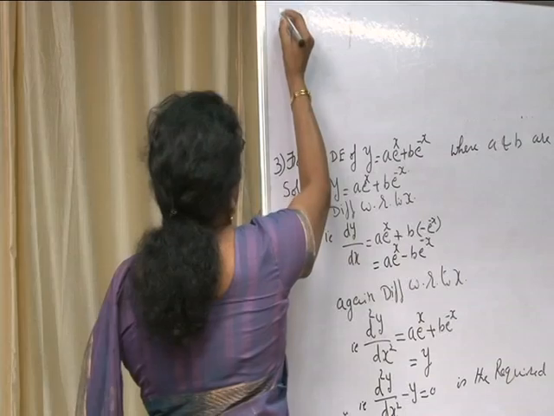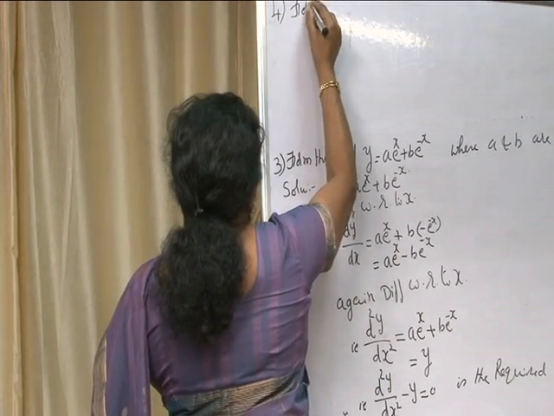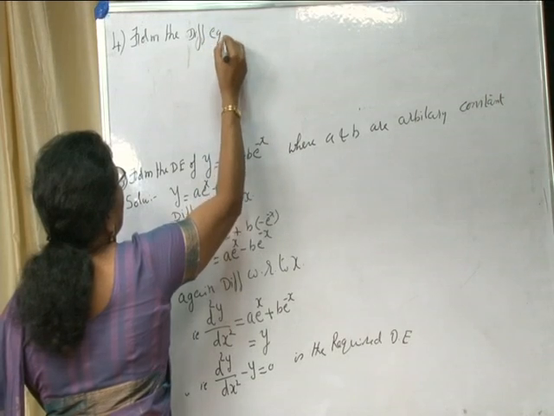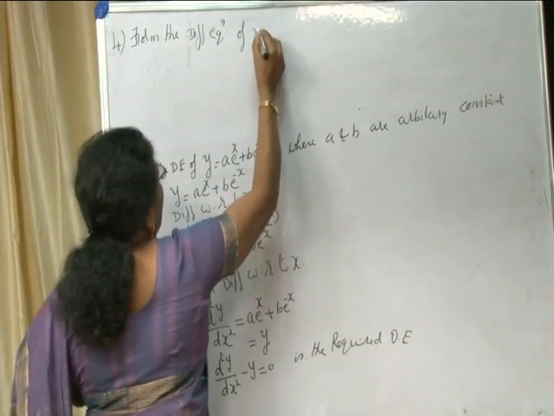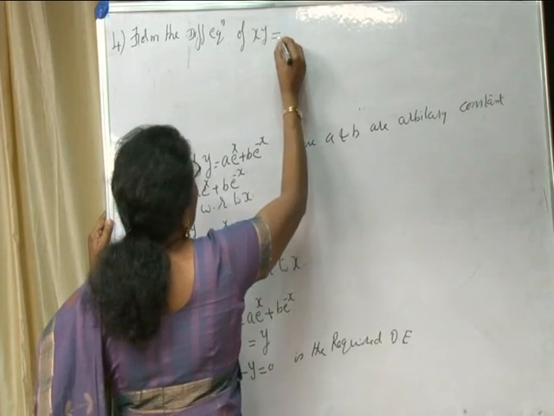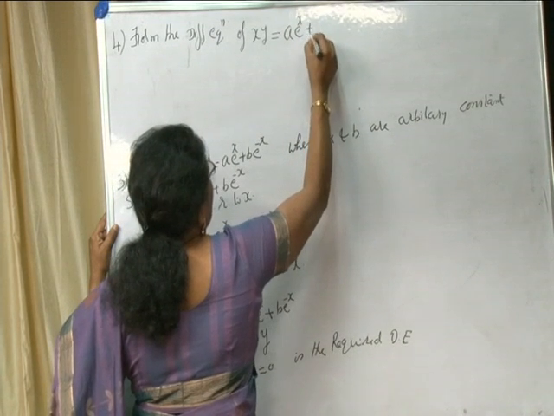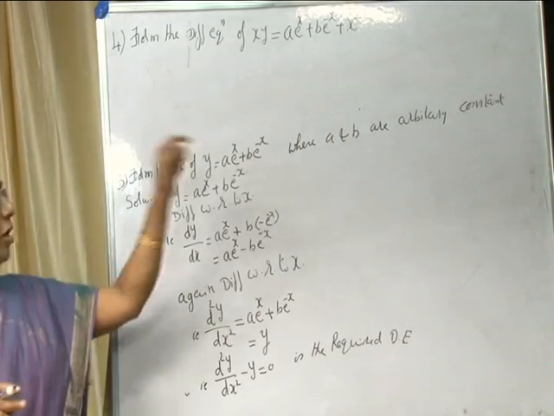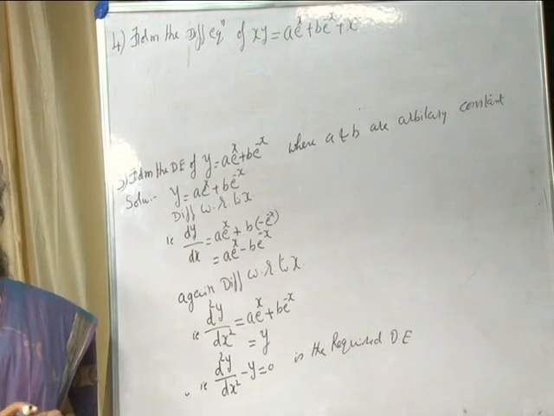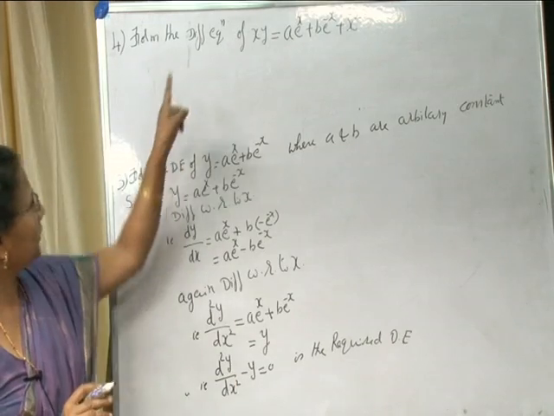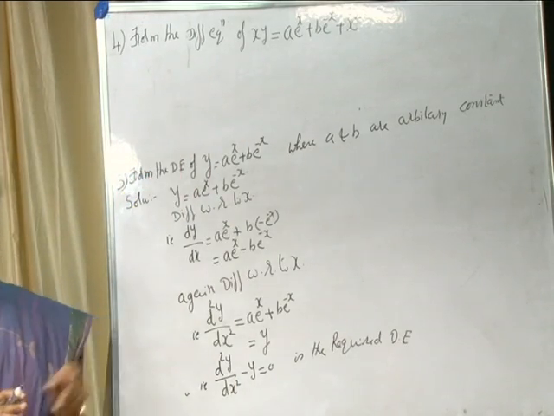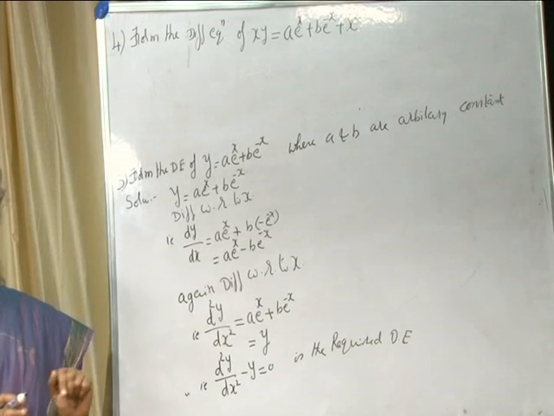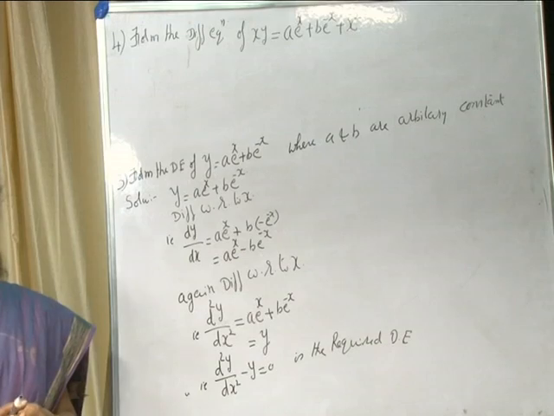Next one, form the differential equation of xy is equal to a into e to the power of x plus b into e to the power of minus x plus x squared, where a and b are arbitrary constants. Same method, but here he has given an extra term. Again there are two arbitrary constants, so we have to differentiate twice. So we will see what we will get.